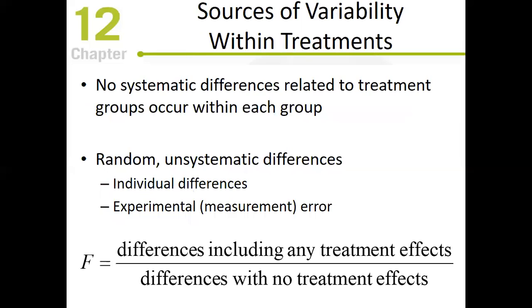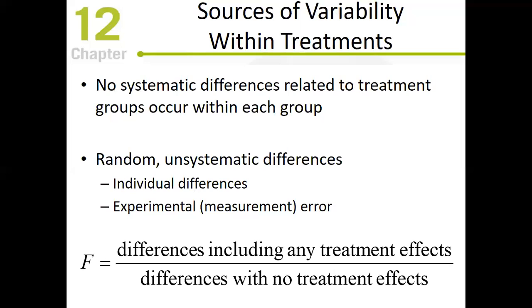So this is basically what the F ratio is looking at in normal terms. The numerator gives us the differences that exist between the groups, which largely reflect treatment differences. So we want the numerator to be large. We want our treatments to have differences across different people.